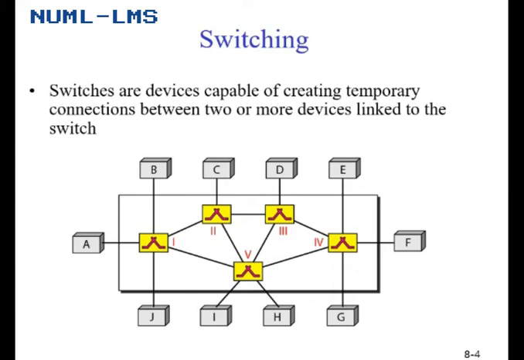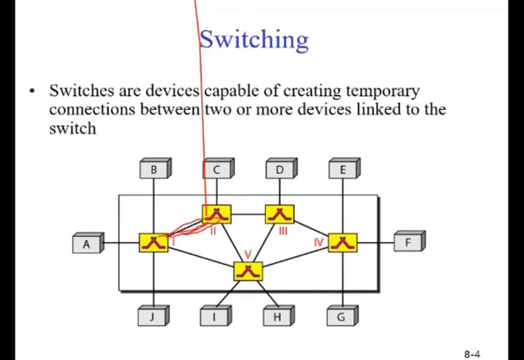A switched network consists of a series of interlinked nodes called switches. So we can see they are interlinked. These are all switches: 1, 2, 3, 4, and 5. Switches are devices capable of creating temporary connections. So they will make a temporary connection from here to here, from here to here.